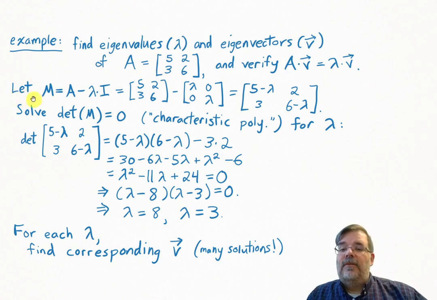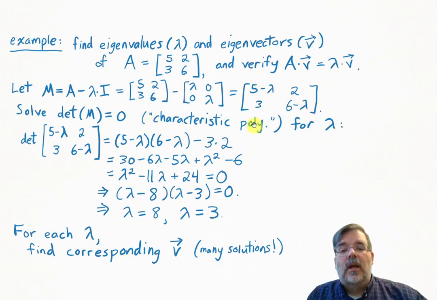Okay, so first we'll define the matrix M. So M is always A minus lambda times I. So that's 5, 2, 3, 6 minus lambda times I. That's lambda 0, 0 lambda. When we do the subtraction, we get the matrix 5 minus lambda, 2, 3, and 6 minus lambda. Once we have that, we want to find the determinant and set it equal to 0 and solve for lambda.